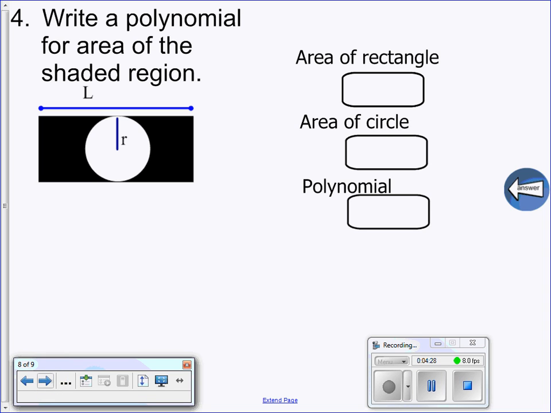Write a polynomial for the area of the shaded region. So we're just looking for the dark areas. So we're first going to find the area of the rectangle. So that is going to be length times width, but we don't know the width, but we know that halfway across the width is r. So length times 2r. The area of the circle we know is pi r squared. So when we get the polynomial, it's going to be L times 2r minus pi r squared.